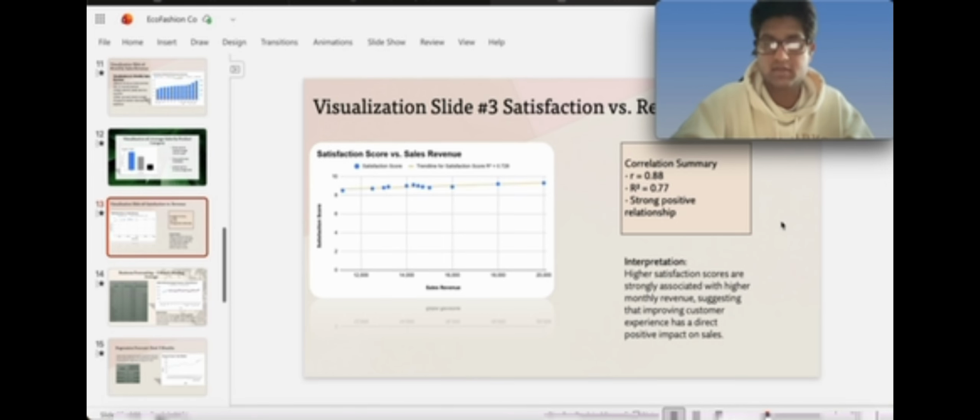For EcoFashion, this visualization reinforces the idea that investing in customer satisfaction isn't just good ethically, it's also a smart business decision. Improving the customer experience can lead directly to higher sales, making it a key area for long-term growth.